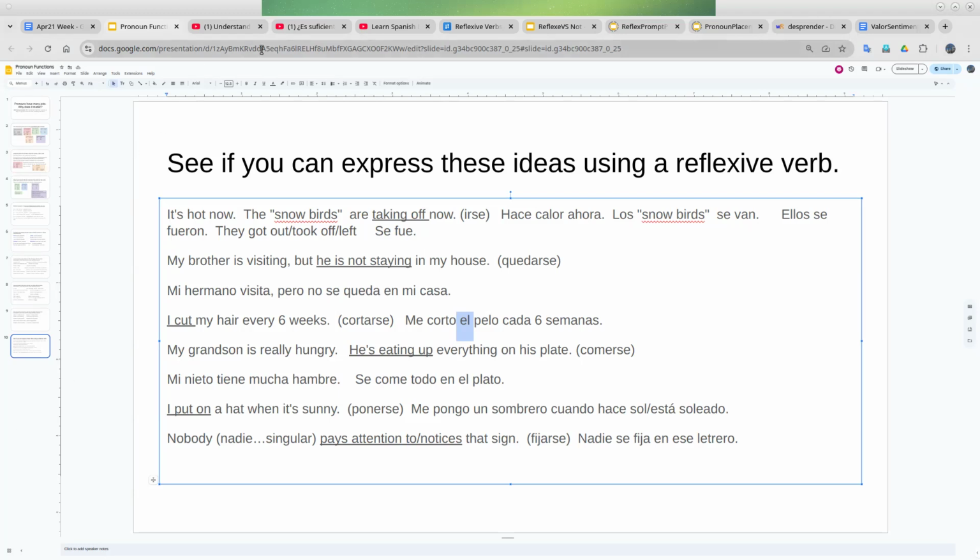Okay. Bien? Good so far? See how those match up? Se fija for a singular, even though it's a nobody, it's a singular noun, the noun nadie. So, nadie se fija. Me pongo. Se come, to talk about nieto, grandkid, right? Me corto, right? Se queda, and se van. Okay? Bien? ¿Vale? Muy bien.